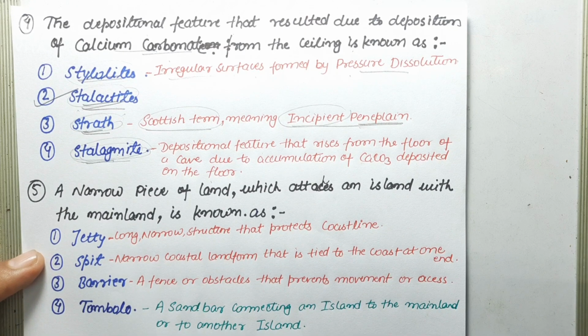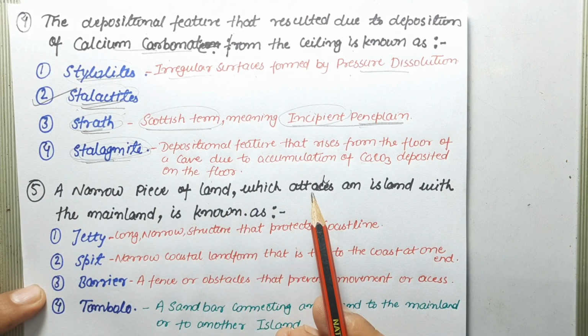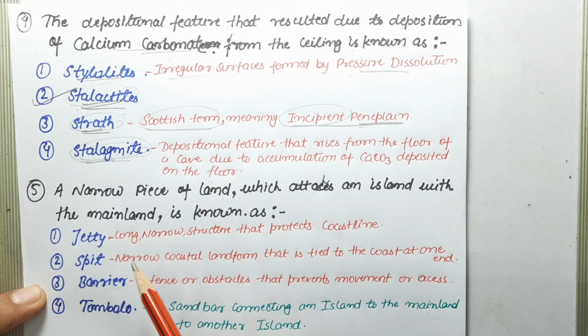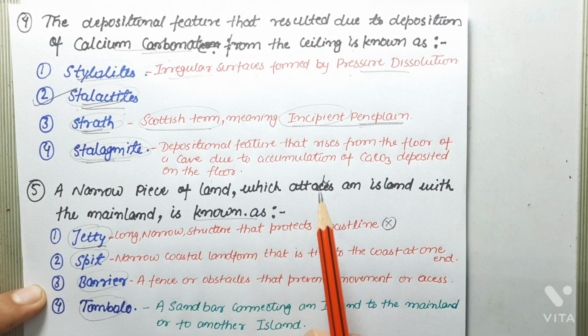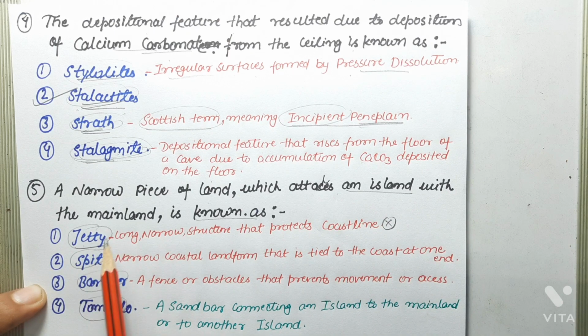Next question says, a narrow piece of land which attaches an island with the mainland is known as. Again, this is a definition of a term among these four. Okay, so we should know about all these four options. First one is jetty. A jetty is a long narrow structure that protects a coastline from the currents and tide. Basically it is a man-made structure and these are usually made up of wood, stone or concrete. So this is not the correct answer because the question is asking about a piece of land which attaches an island with the mainland, and jetties are developed to protect a coastline.